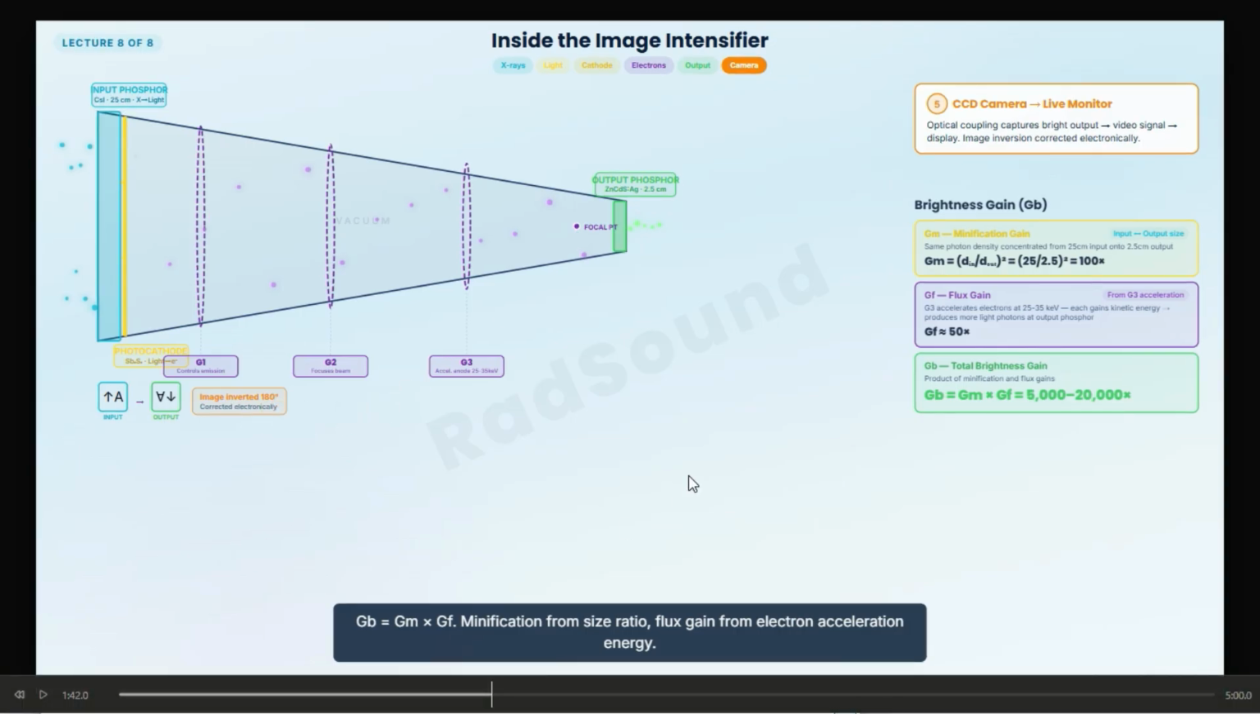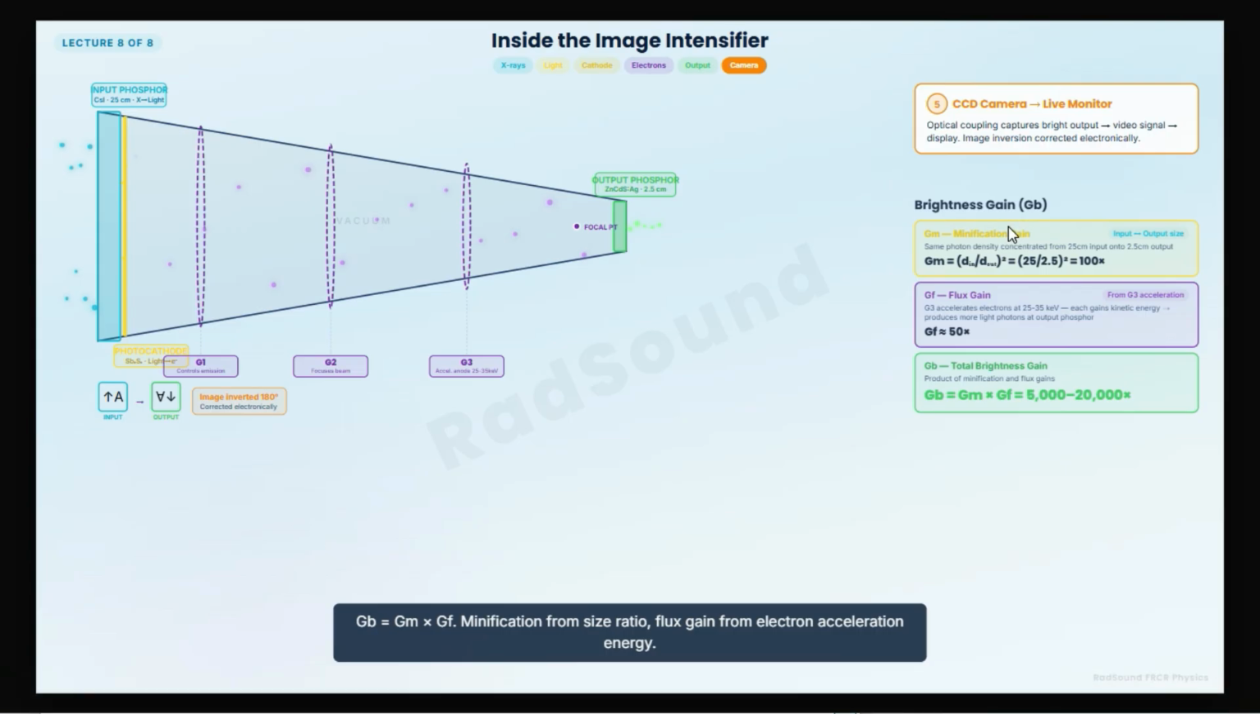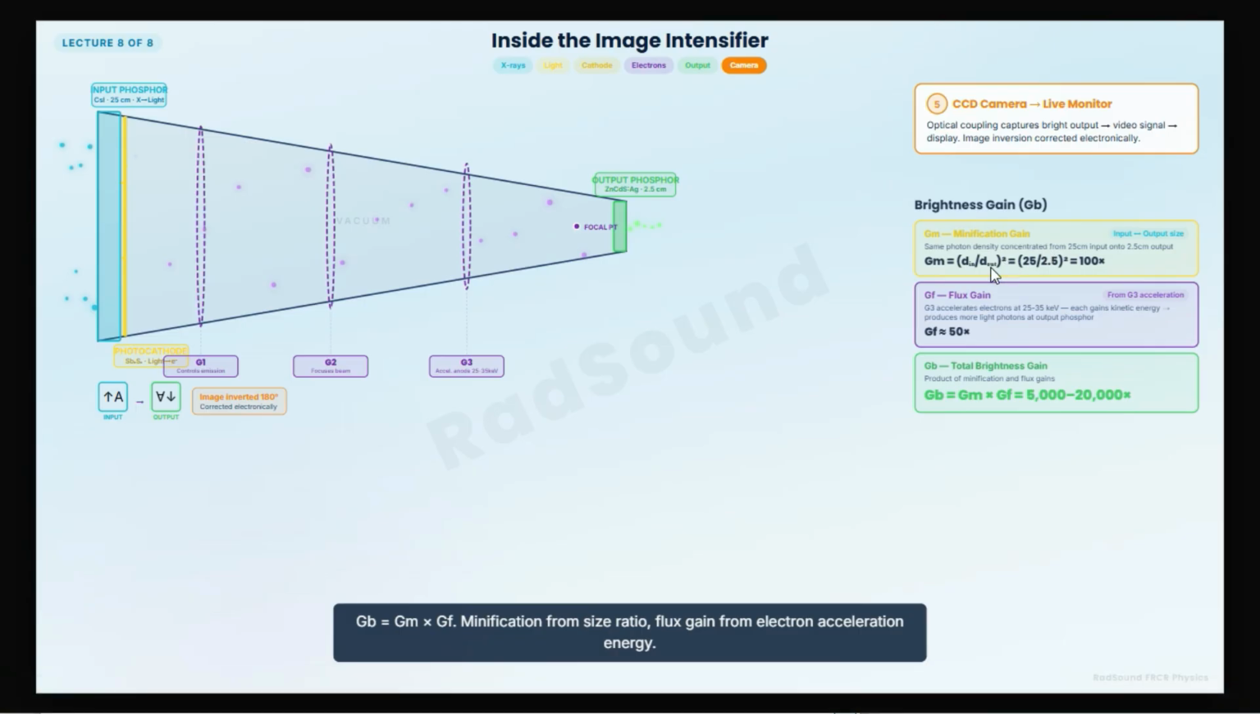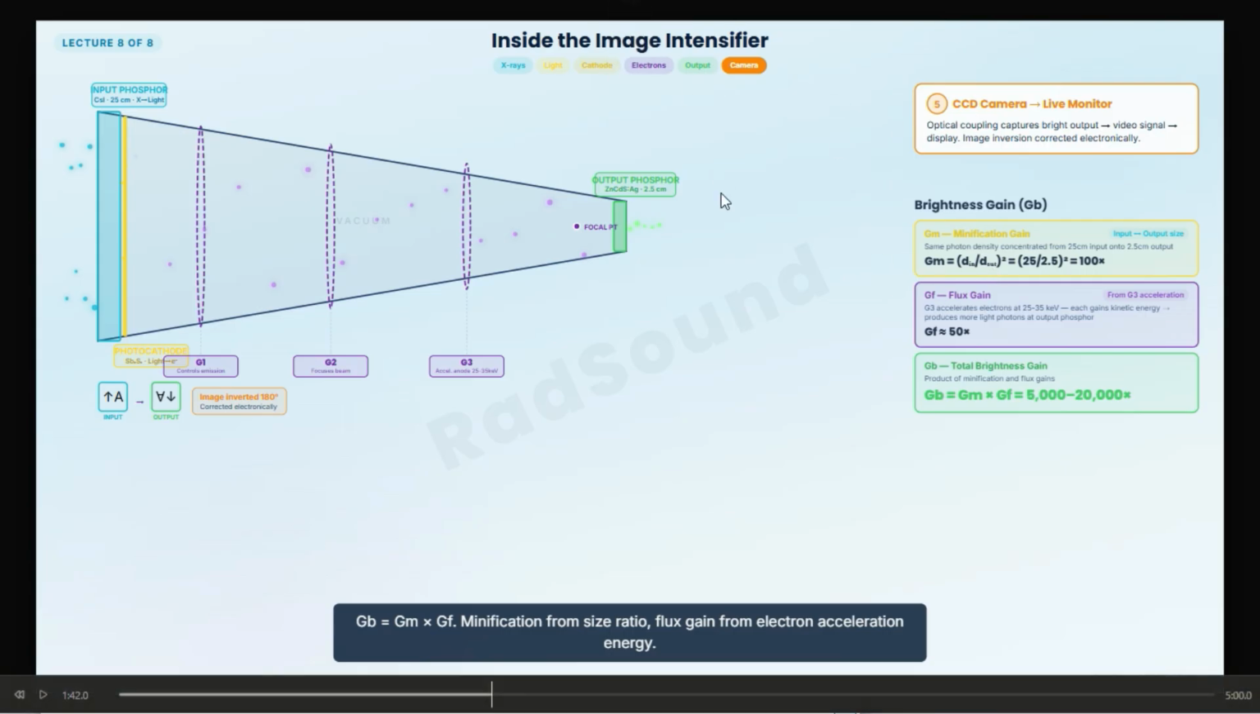Now comes the concept called brightness gain. What is brightness gain? Brightness gain is a multiplication between the magnification gain and the flux gain. So what is magnification gain? Magnification gain is defined as the diameter of the input passport divided by the diameter of the output passport. So we take the diameter of the input, which is 25, over the diameter of the output passport, which is 2.5. So it's almost 100 times.